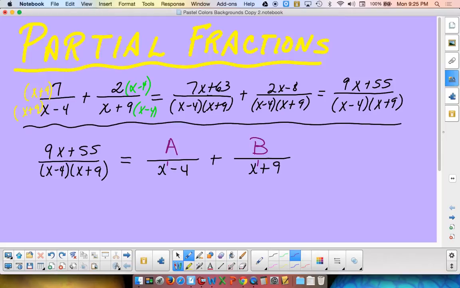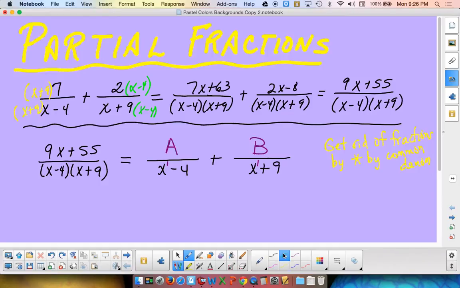Now we are going to solve this problem. By doing that, we're going to treat it like it was a rational equation that you're solving. How do we solve rational equations? Well, we get rid of the fractions by multiplying by the common denominator. So that's exactly what we're going to do here. We're going to take this entire thing times the common denominator.